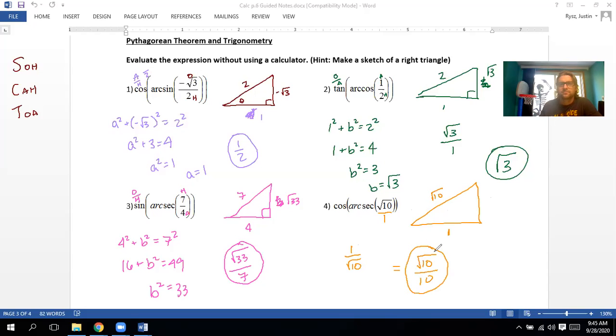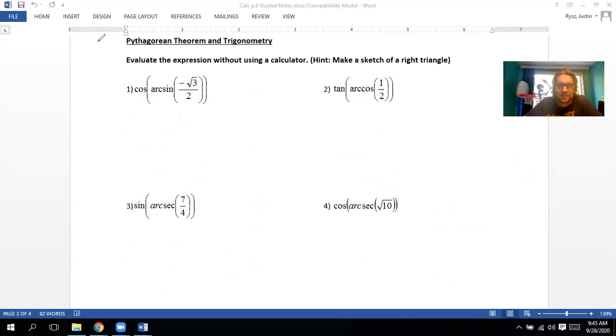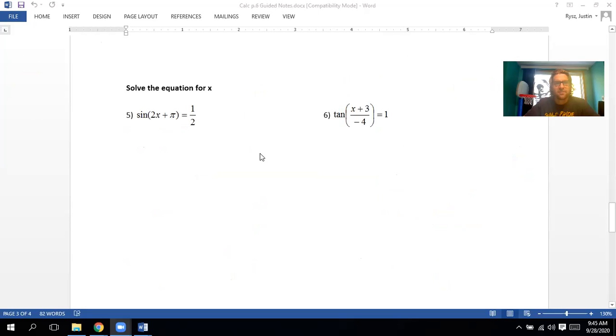There's the answer. Okay, so we're going to continue on with this concept here and just expand on it a little bit more. So if we have to solve an equation for x, we can do the same thing. We can use our unit circle here, and we can find these locations. If I wanted to get rid of the sine, get the 2x plus pi alone, I'd have to do the sine inverse of the other side.